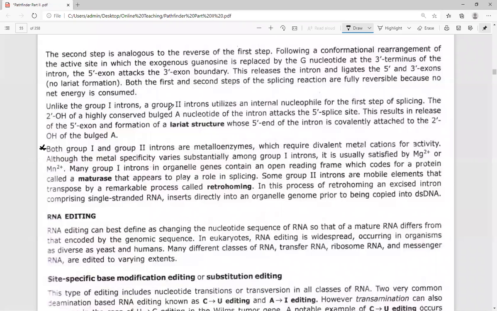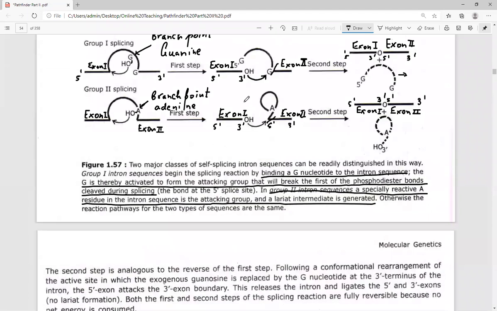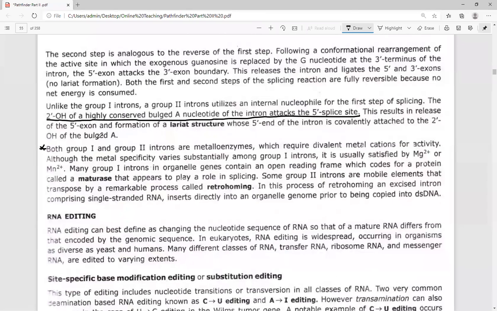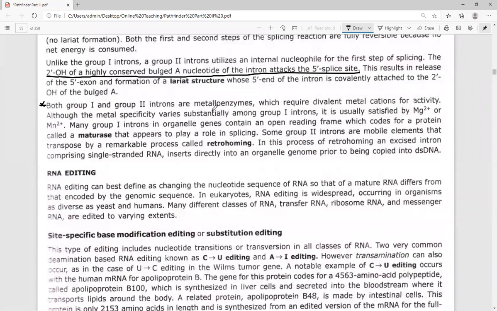Unlike group 1 introns, group second introns utilize an internal nucleophilic attack for the first step. The OH of a highly conserved adenine residue takes part in intron splicing in the group second introns. In the group second introns, you find that there is an adenine residue involved. See, both group 1 and group second introns are metalloenzymes. Both of these intron splicing processes are mediated by metalloenzymes.